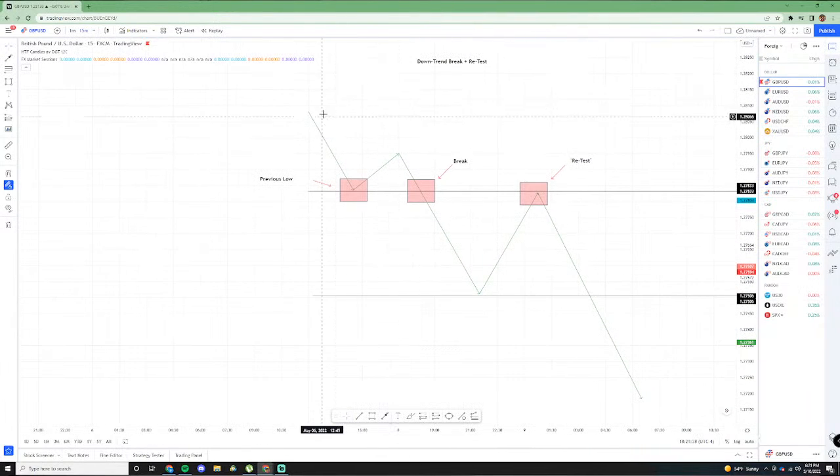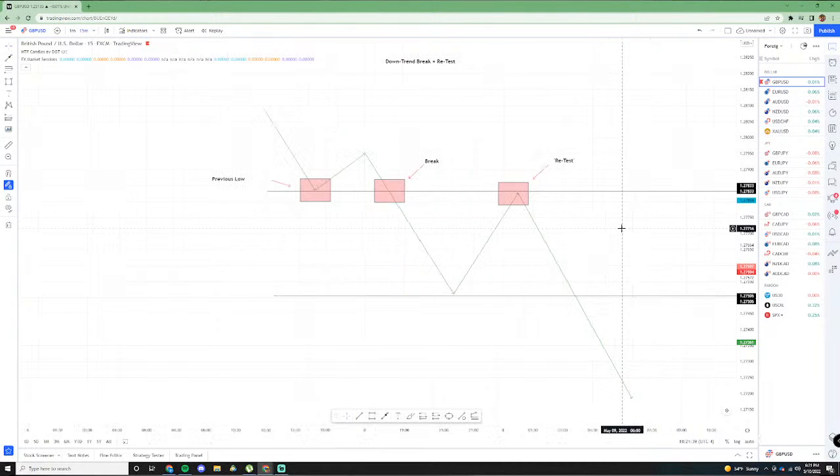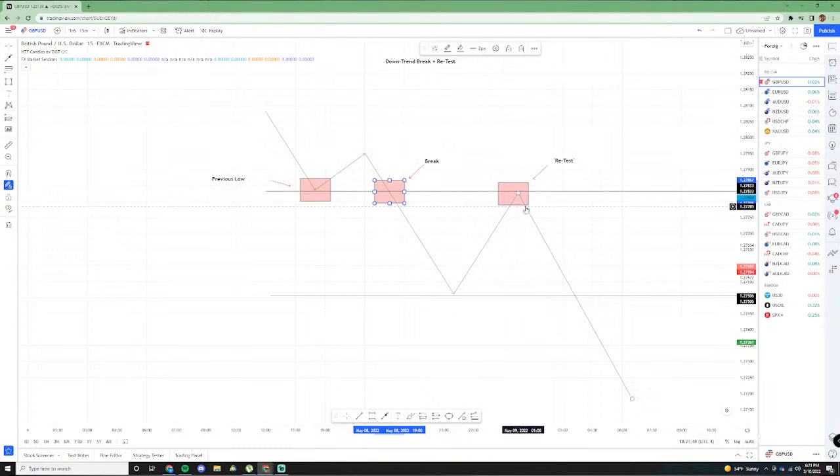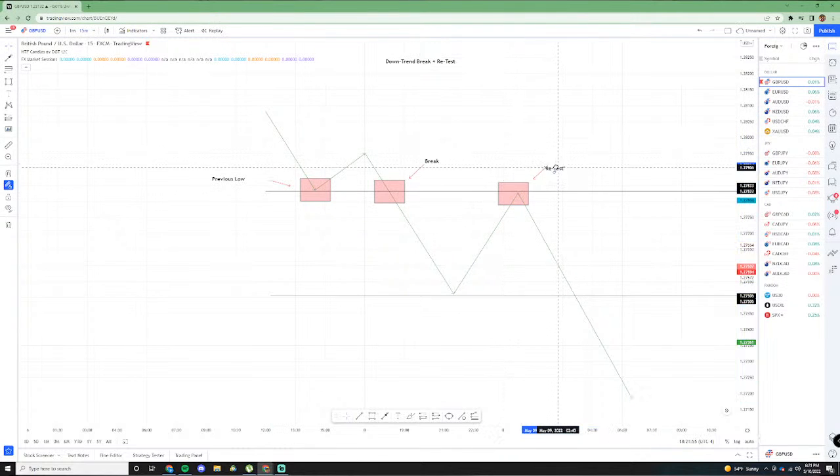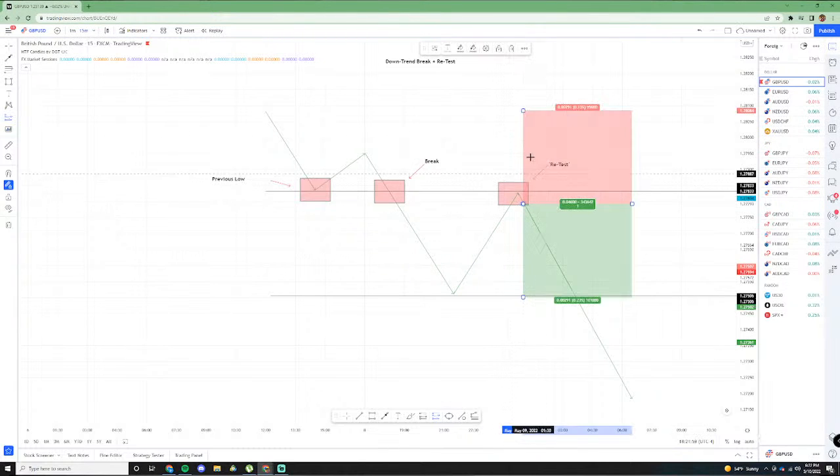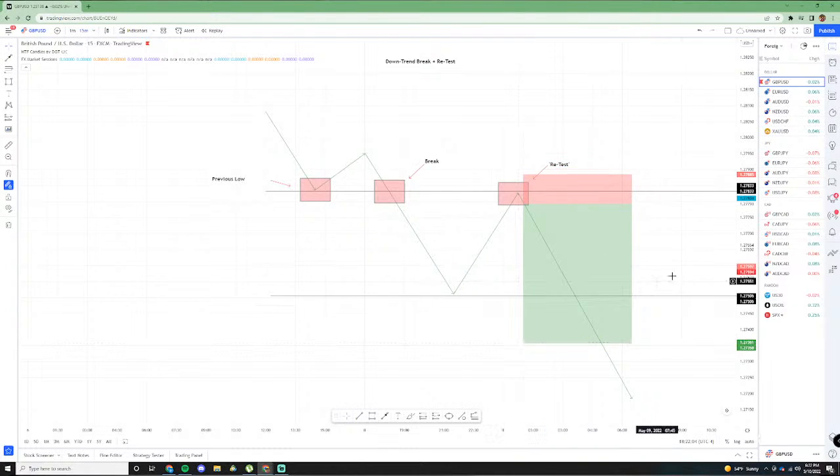For downtrends, it's the same exact thing but just reversed. We see a previous low instead of a previous high. We see a break of that low, so price came and broke clean through that low. And then we see a simple retest of this previous structure. And this is completely fine to take sells with. You could take sells all day long, however you want to take them.